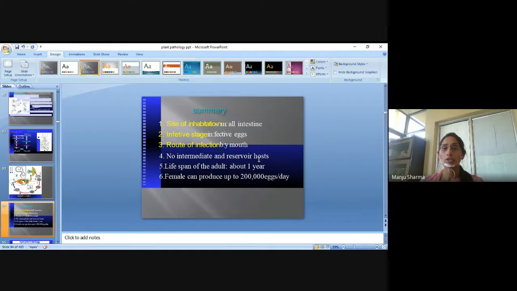Summary: site of inhabitation is the small intestine, infective stage is the infective egg, route of infection is by mouth, no intermediate and reservoir host. Lifespan of the adult is about 1 year, and the female can produce up to 20,000 eggs per day.